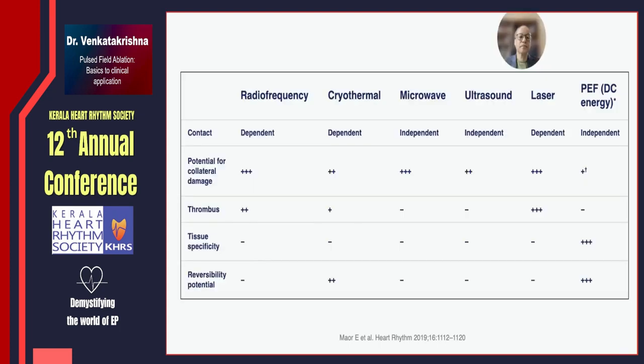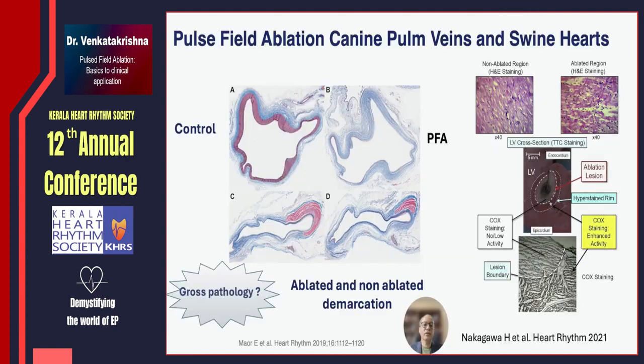This particular slide depicts different forms of energy compared to pulse electric fields. As you can see, the collateral damage is very minimal. As we can see in subsequent slides, the damage is actually minimal to none, and the tissue specificity and reversibility potential is also very good. So it can potentially be used based on how much energy you want to deliver, to reduce the risk, or if you want to reverse the pulse electric field effect.